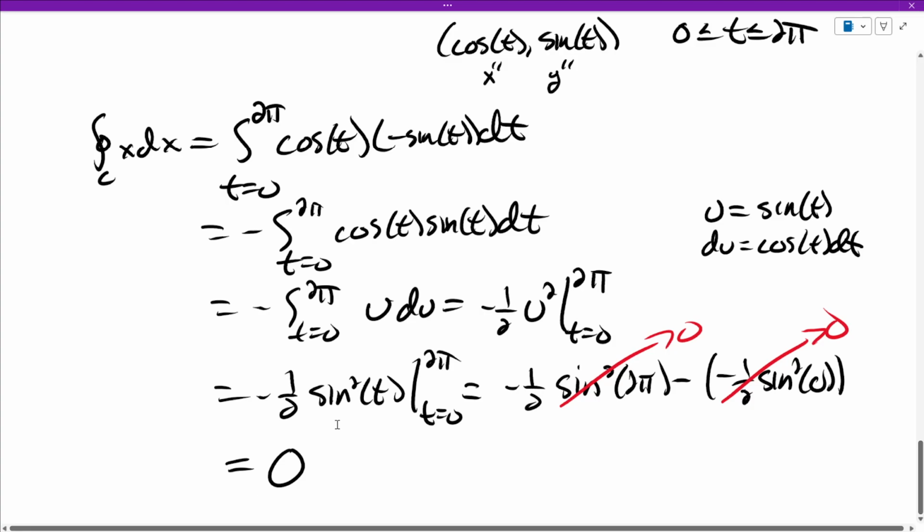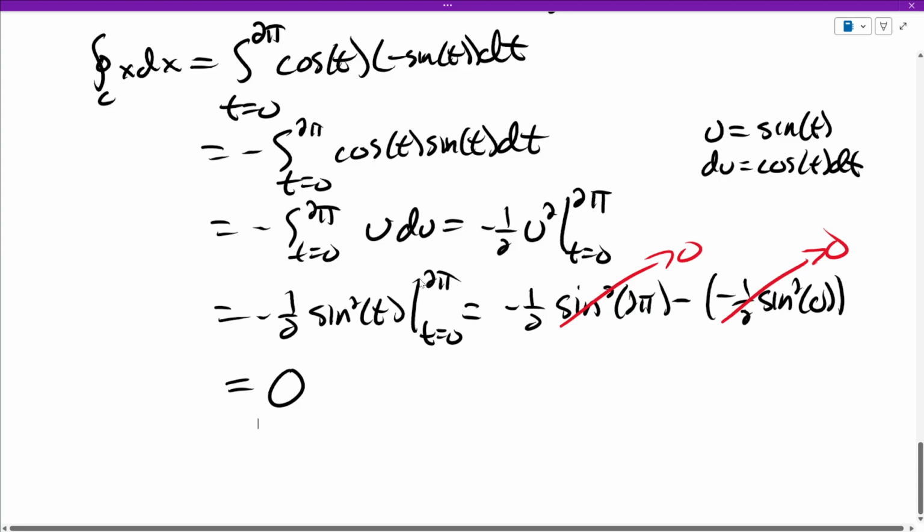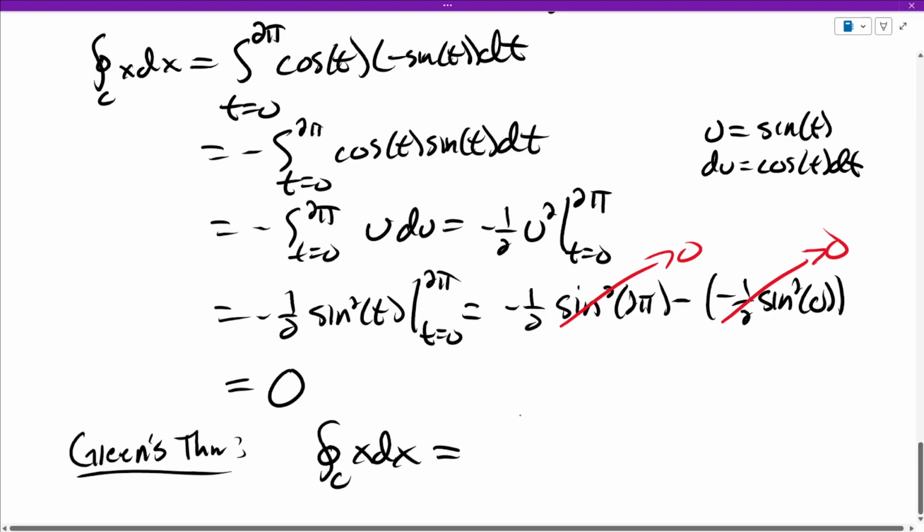And in fact, if you remember Green's theorem from multivariable calculus, the integral over C of x dx should be somehow related to, as a quick reminder, the closed integral over a curve of P dx plus Q dy is related to the double integral over the region that the curve bounds of, I'm going to mess up the order probably, Q_x minus P_y dA.